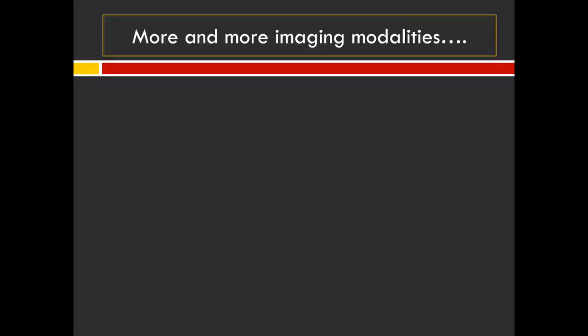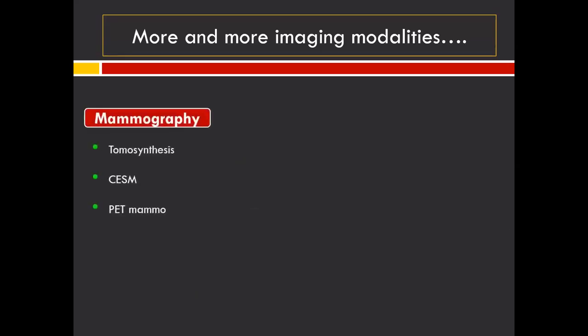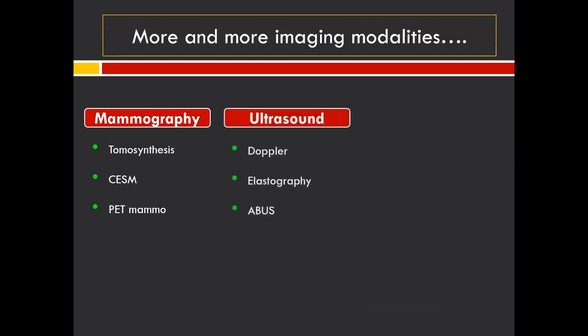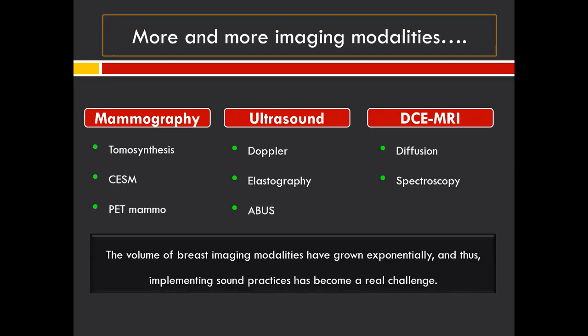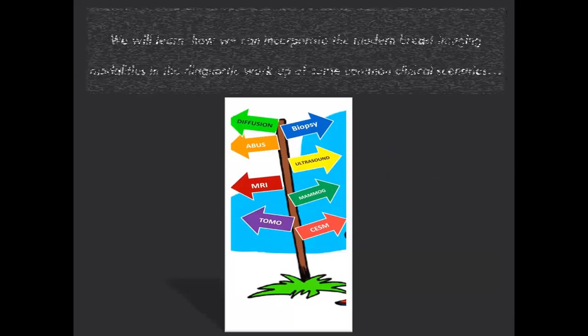But now having more and more imaging modalities in hand, with the mammography you will hear about the tomosynthesis, the contrast mammography, and the PET mammography. With the ultrasound, we have the Doppler, the elastography, and the automated breast ultrasound. And with MRI, we have the diffusion and the spectroscopy. I think we have to admit that the volume of breast imaging modalities has grown exponentially, and thus implementing some practice has become a real challenge.